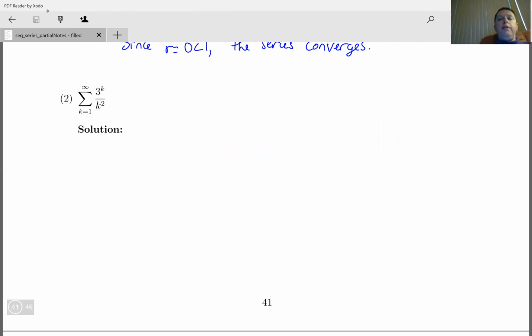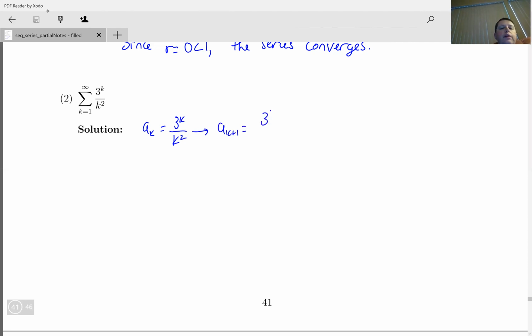All right, so we have 3 to the k over k squared. So a_k is 3 to the k over k squared, so the k plus first term is going to be 3 to the k plus 1 over k plus 1 quantity squared. All right, so r is going to be the limit as k goes to infinity of the absolute value of a_(k+1) over a_k.